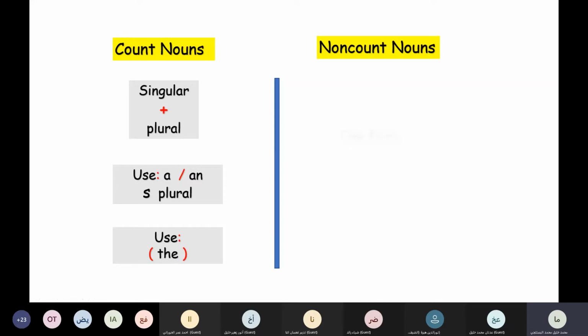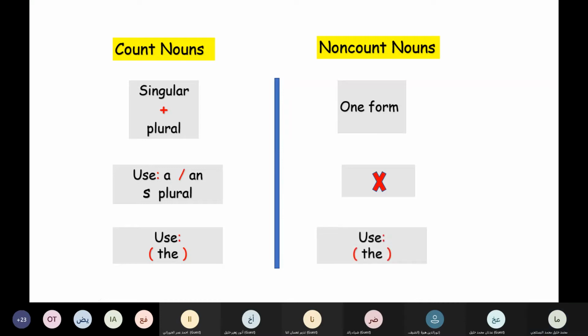About the non-count nouns, these kinds of nouns just have one form. Non-count nouns have one form. Water, water. There's no singular, there's no plural, there's no s. Also, we cannot use what? A or an with uncountable nouns. We cannot say a water or waters. We can use the with the non-count nouns. Is it clear? So this is about the first structure.